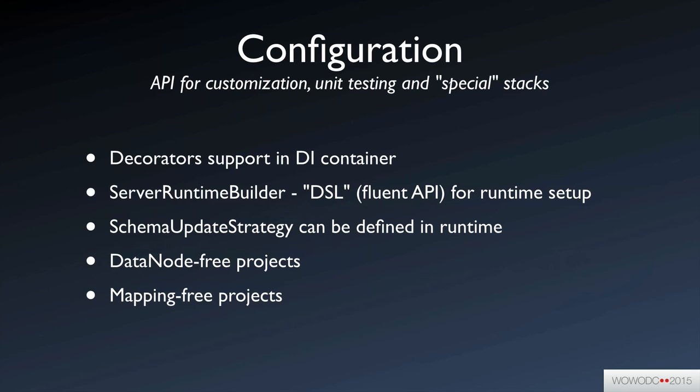We have some simplifications to the model, like DataNode-free projects. DataNode is, for those who don't know, a model of a database. So you can have multiple databases in your model, and your mapping can be mapped to different data stores. But most people don't care about it, so we simplified that. We added default and mapping-free projects, which is totally odd in the ORM context.